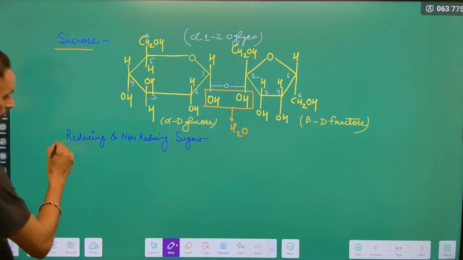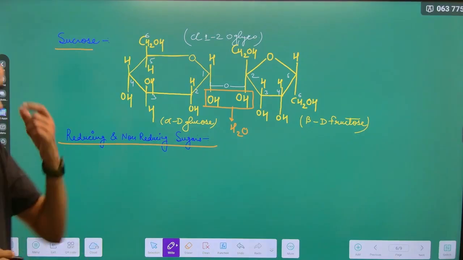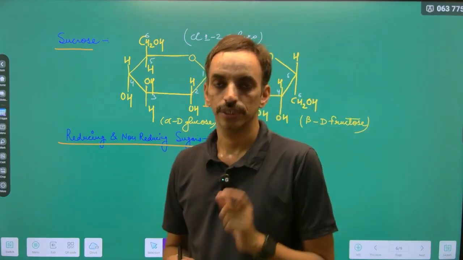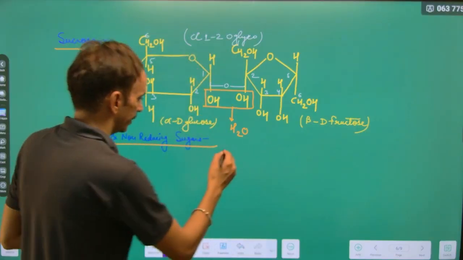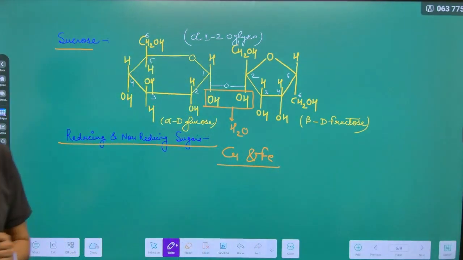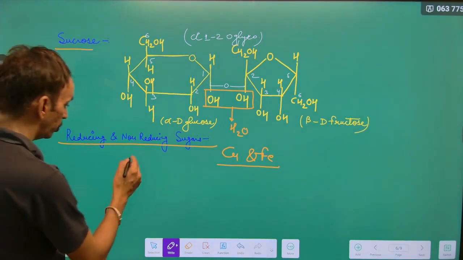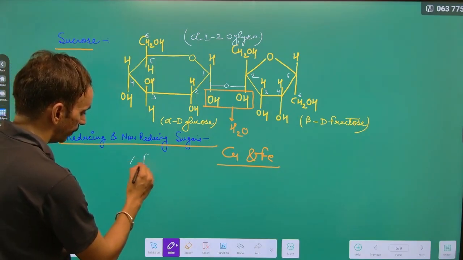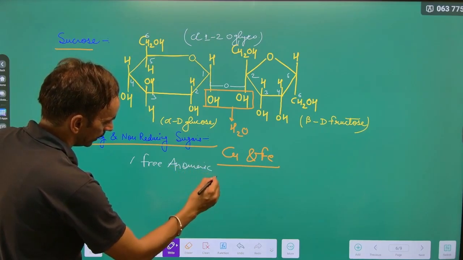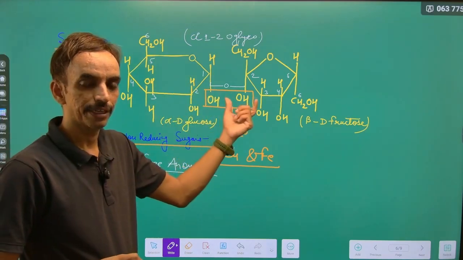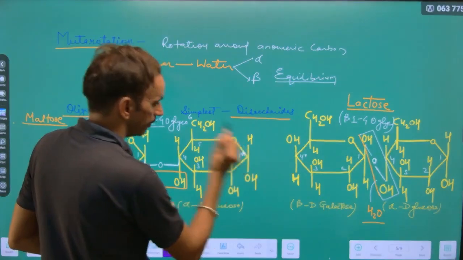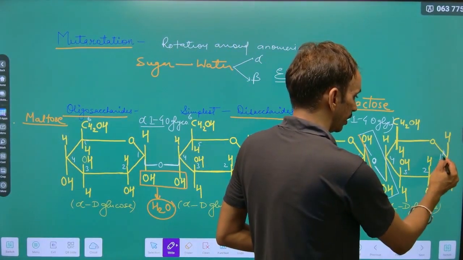Now there is a concept of reducing and non-reducing sugar. The sugars which have a free anomeric carbon can reduce the solution of copper and ferrous, and they are called reducing sugars. It means sugars that are having a free, reactive anomeric carbon. In disaccharides like sucrose, a free anomeric carbon is not present. In the case of maltose, a free anomeric carbon is available.